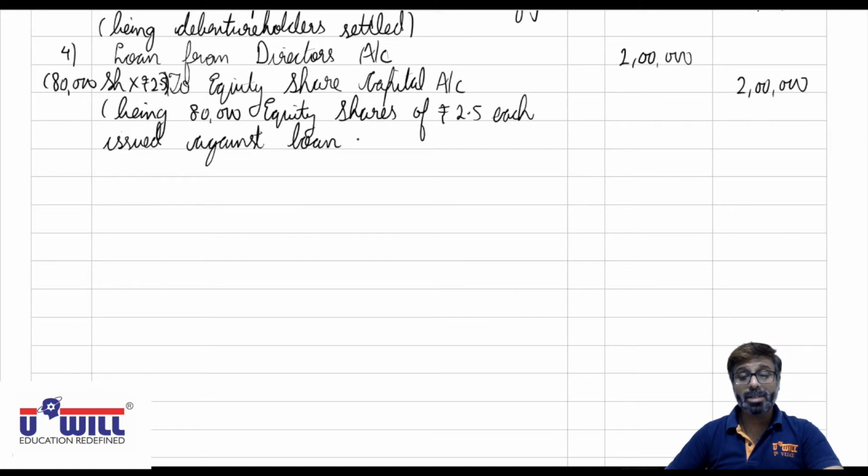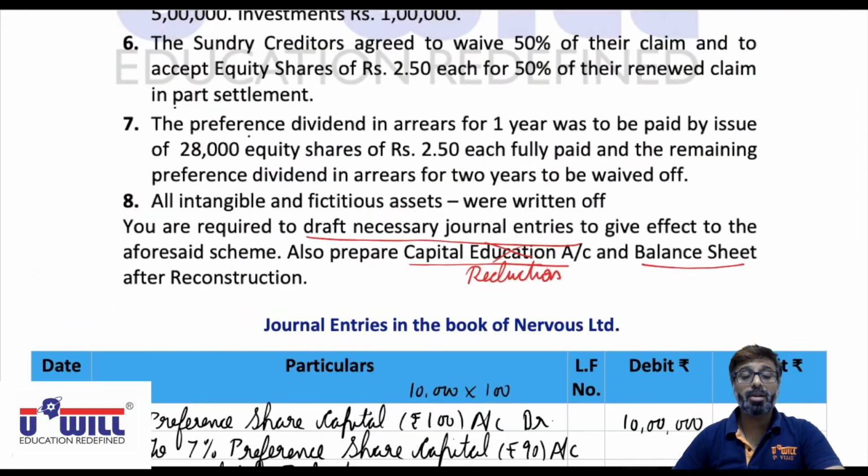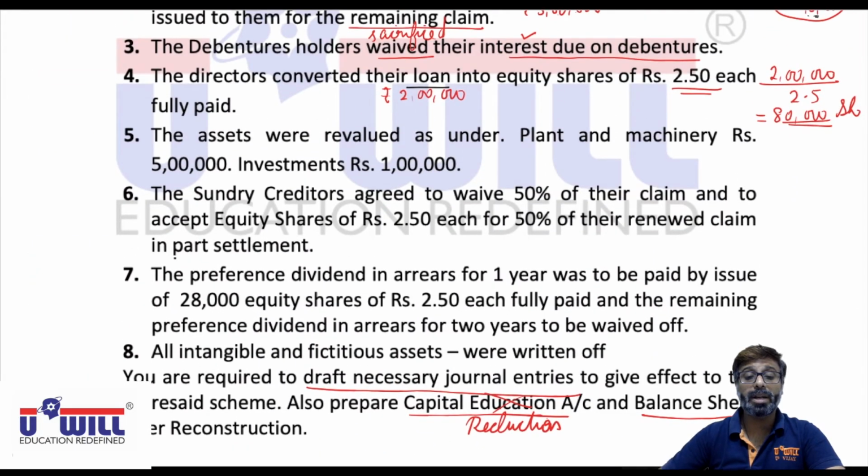Okay, being 80,000 equity shares of rupees 2.5 each issued against loan from directors. No effect will come in capital reduction account. So 4 entries are done. Now look at the 5th one.